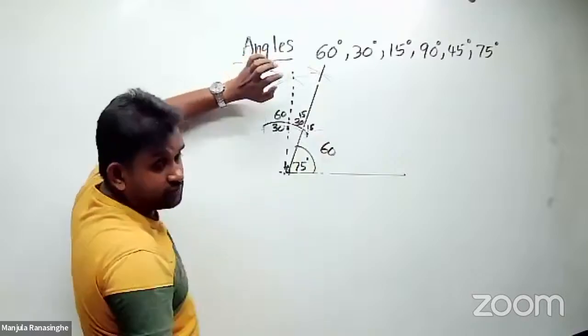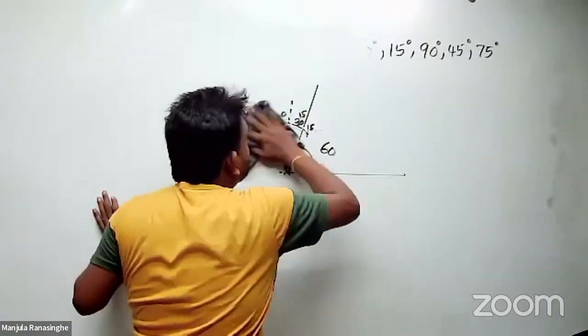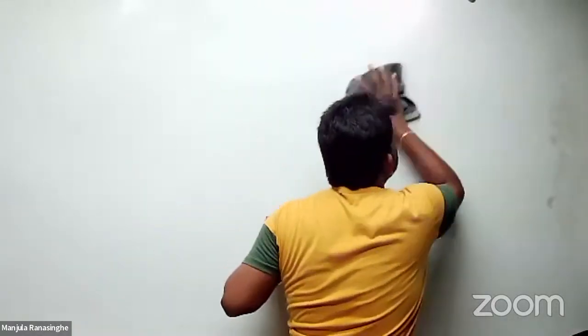Then connect it. Then 75 is there. The 75 can also be obtained like this, for example, right? Okay, so now the angles are done. So the others you can create likewise, like 45. Okay. Then now we are going to develop the triangles.